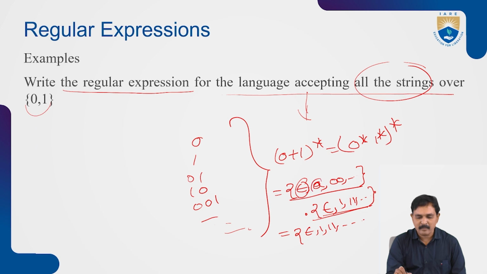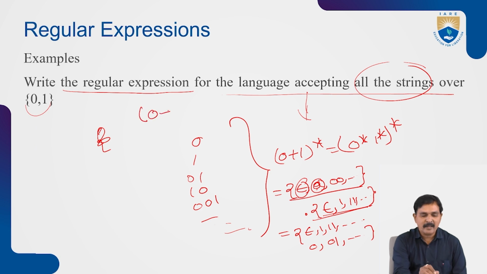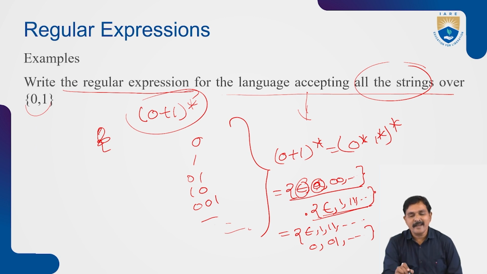Null with all other symbols: null, 1, two ones like this. Next is 0 with the remaining symbols: 0 with null is 0, 0 with 1 is 01. So we see that we are getting all types of strings. So the regular expression for the language accepting all the strings over 0, 1 is (0 plus 1) whole star. This is the answer because it covers any string.